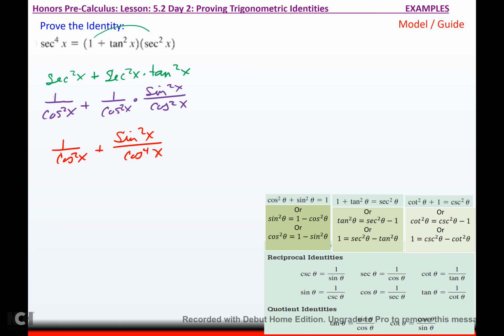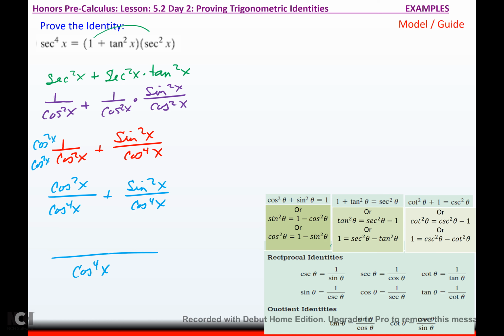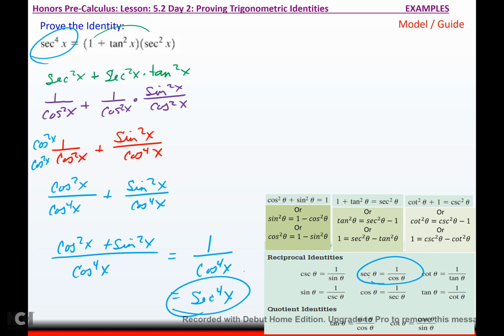Alright, I need to get a common denominator, which is going to be cosine to the 4th, so I'm going to multiply the first term by cosine squared x. That gives me cosine squared x over cosine to the 4th x plus sine squared x over cosine to the 4th x. Keep the denominator, cosine to the 4th x, and on top I have cosine squared x plus sine squared x, which we all know is 1. So I have 1 over cosine to the 4th x. Well, 1 over cosine is secant, so 1 over cosine to the 4th would be secant to the 4th x. And that's the other side, so I win.